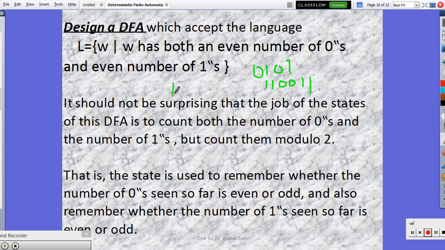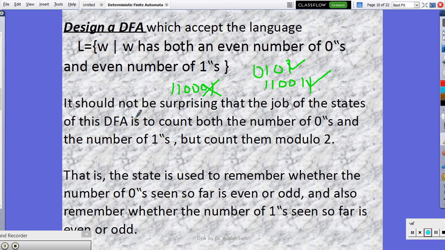But if I say 1 1 0 0 0 1, here we have three zeros and three ones, but they are not even numbers. So this is not accepted, while the earlier ones are acceptable.